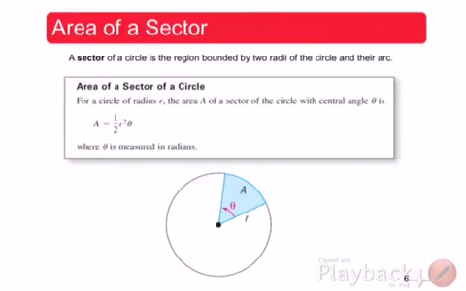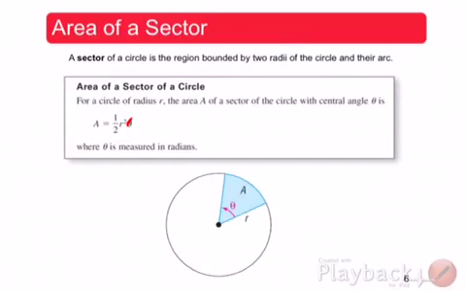The next formula that we're going to look at is for the sector of a circle. So the sector of a circle we already defined as the region bounded by 2 radii and their included arc. So this is my formula here. A is equal to half r squared theta. So again, that should remind you of the formula for finding the area of a non-right angle triangle.